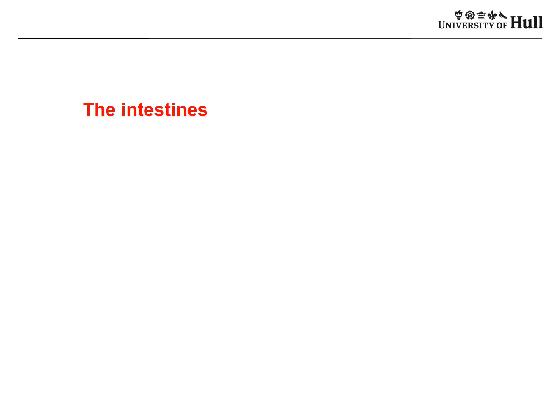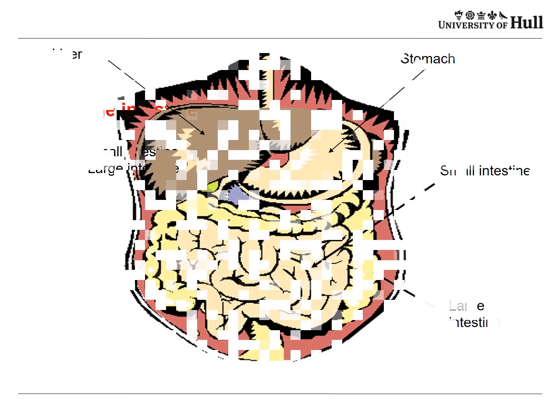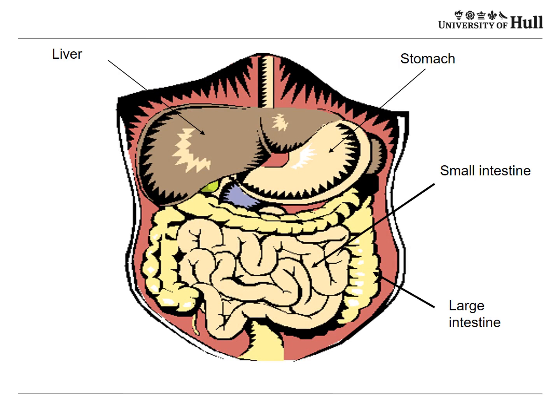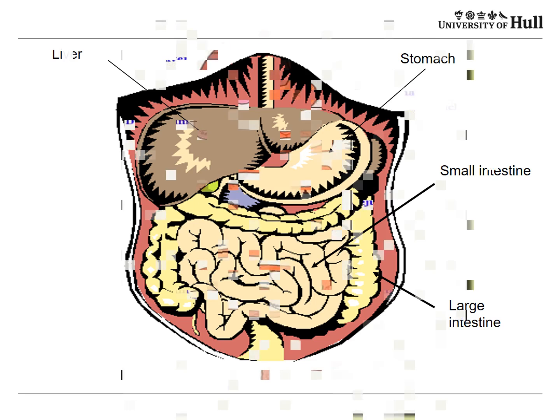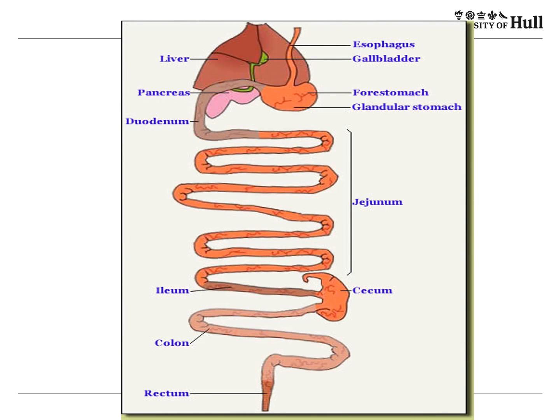Next we have the intestines, the small intestine and the large intestine, and we'll look at these in turn. In reality, these are all folded up together in the abdomen, but it's easier to look at them if we draw them out as follows. So this is very diagrammatic.